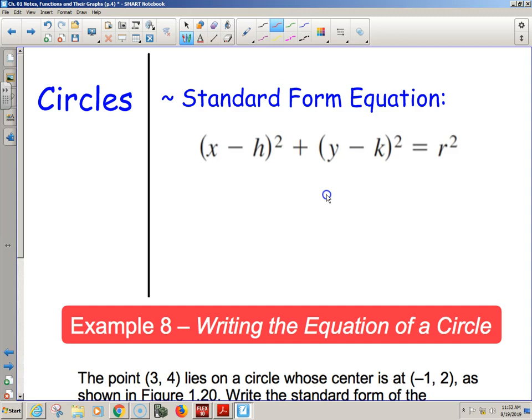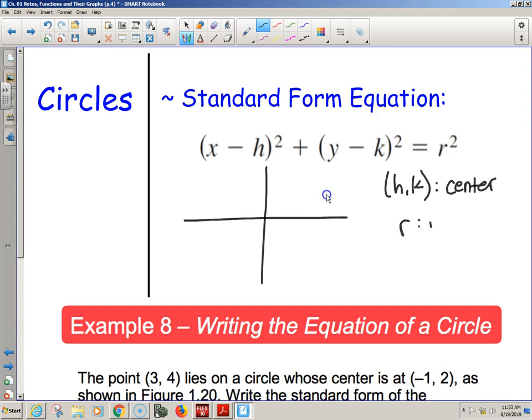Anybody remember what the h, k stands for? A horizontal shift, a vertical shift, possibly, unless it's just 0, 0. But I have room for shifting, and if there's room for shifting, that means the center might not be 0, 0. And the radius might be a little more complicated to find than just counting tick marks on the x or the y.